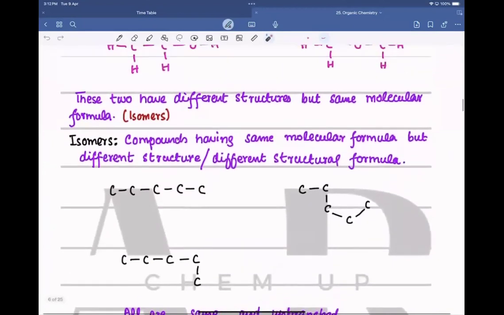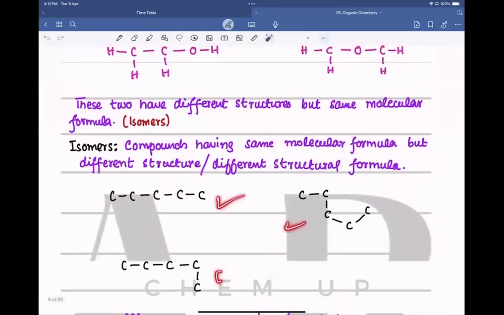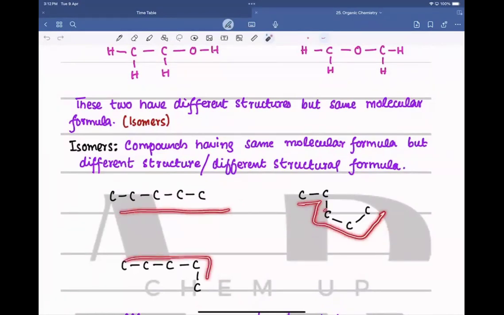Now, if you see over here, what is the difference between these three structures? Can anyone identify? Sir, no difference. No difference, because this is the straight chain and that straight chain is bent over here and bent over here. There is no branch structure. So these three are the same thing.